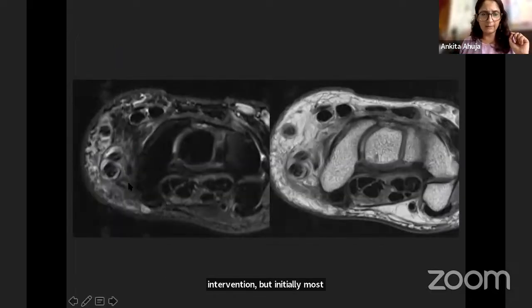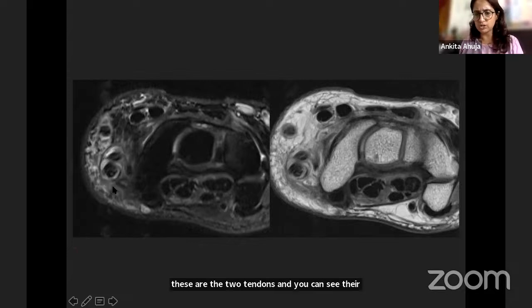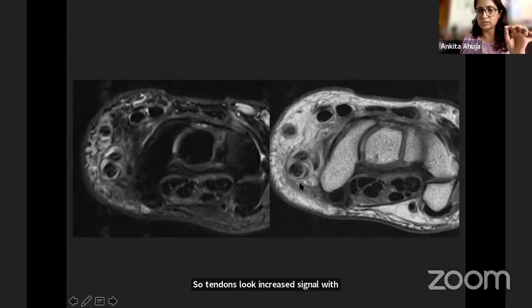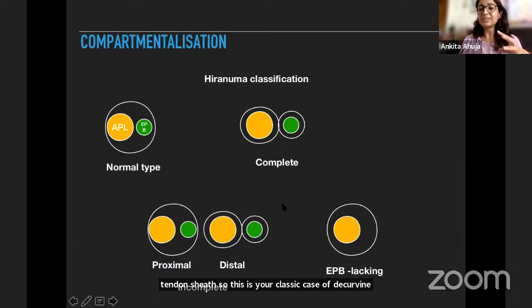So let's see an example. Can you see this? We are on the radial side. This is the scaphoid. So we know we are on the radial side, but you'll get scrolling images so you can see the radius, right? So you're on the radial side. And these are the two tendons. You can see they're lying within this sheath, which has fluid within it. So the tendons look increased in signal with fluid within the tendon sheath. So this is your classic case of De Quervain tenosynovitis.